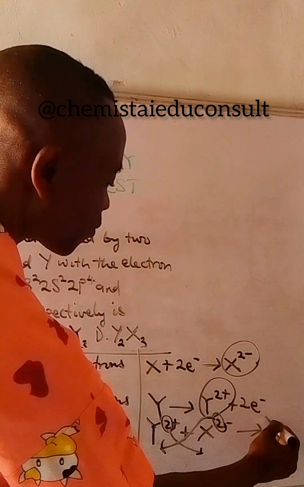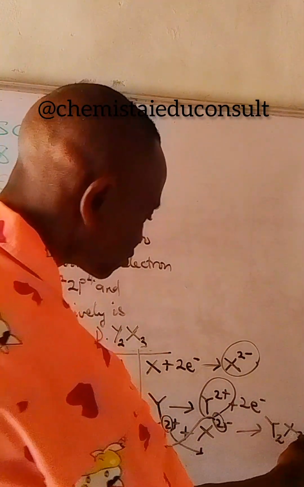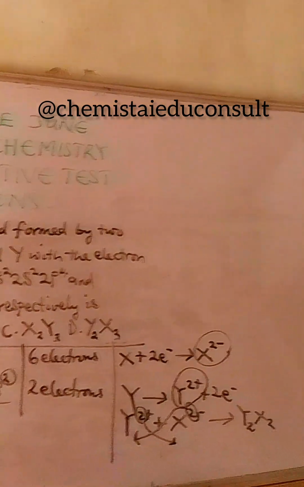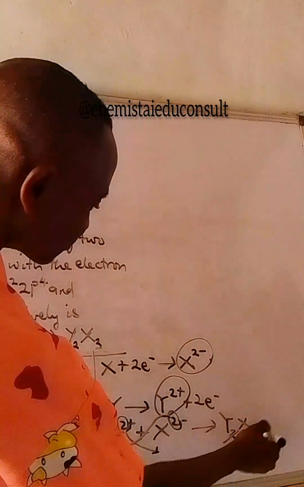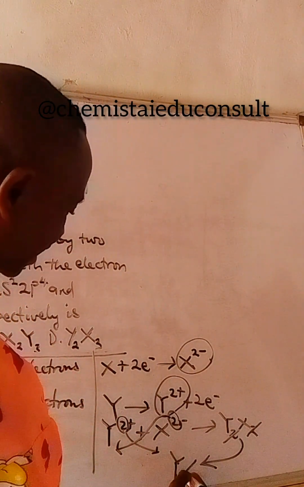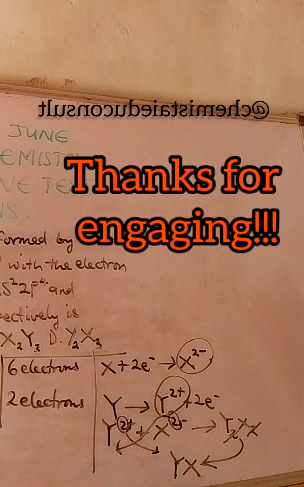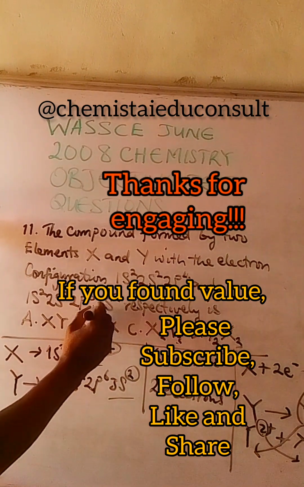So we have Y2, X2. If you check the subscripts, they are of the same magnitude, so you cancel. And the compound will be YX. That is the formula of the compound. If you check the options, the answer is there, YX.